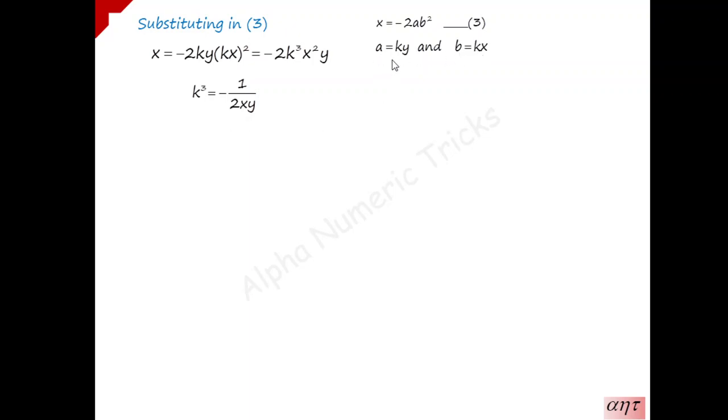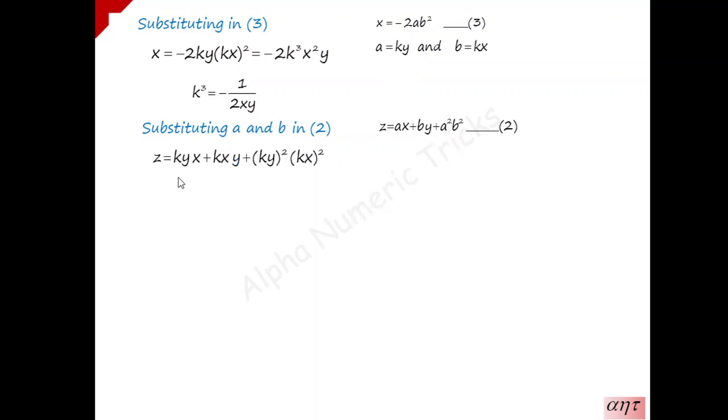The a and b values are known to us. Now you have to substitute these values in your equation 2, that is, the complete integral, z is equal to ax plus by plus a squared b squared. Now we are substituting the a and b values. z is equal to a is replaced by ky into x plus b is replaced by again kx into y plus a squared, that is, a is replaced by ky the whole squared into b is kx the whole squared. Okay, now we have to simplify this.